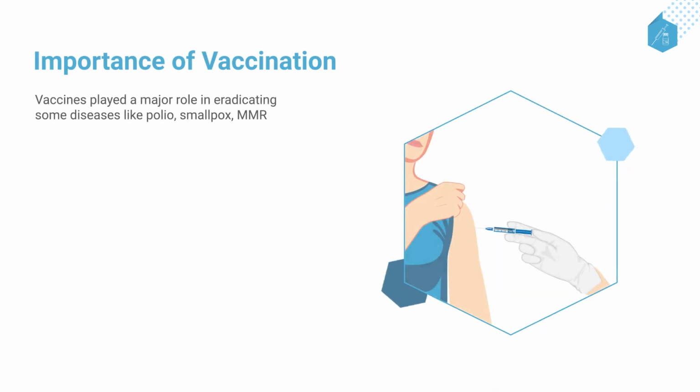Let us now discuss the importance of vaccination. Though these immunodeficiencies do not have vaccines, vaccines have played a major role in eradicating some diseases like polio, smallpox, MMR or measles, mumps and rubella, BCG or Bacille Calmette-Guerin, pneumococcal vaccines, etc. These are still in practice and have a schedule for vaccination.